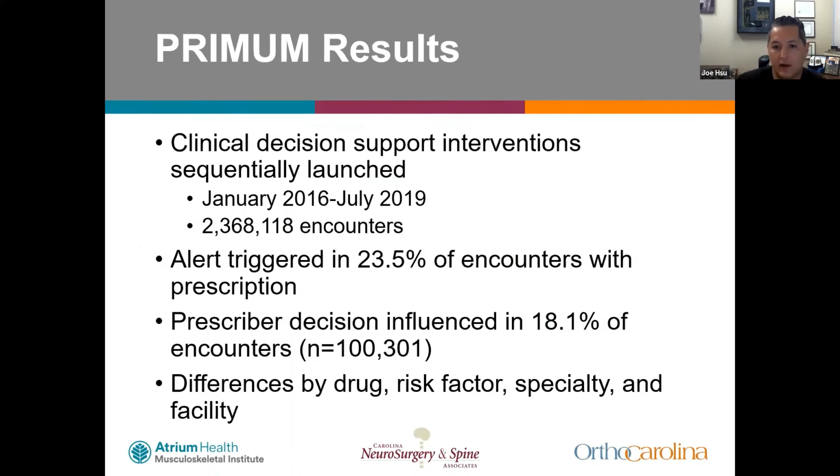And so it required a tremendous amount of mathematical modeling to sort out some of these data. But basically close to a quarter of encounters that had an opioid prescription or a benzodiazepine prescription triggered an alert. And we influenced the prescriber almost 20% of the time. And so really a tremendous number. And again, the goal is not to discontinue anything. The goal is to influence it.